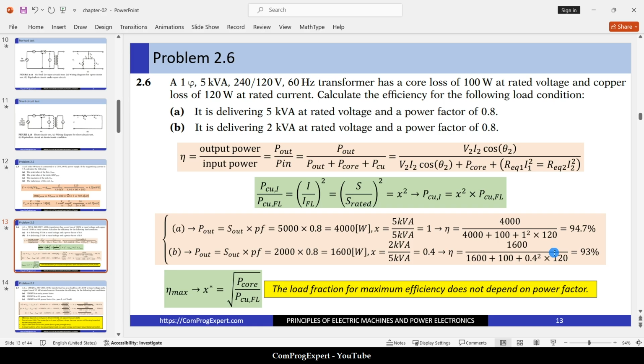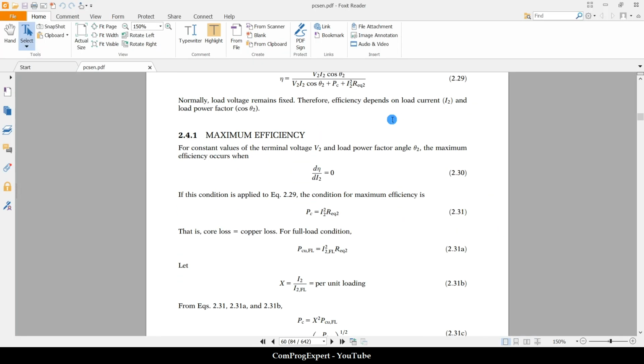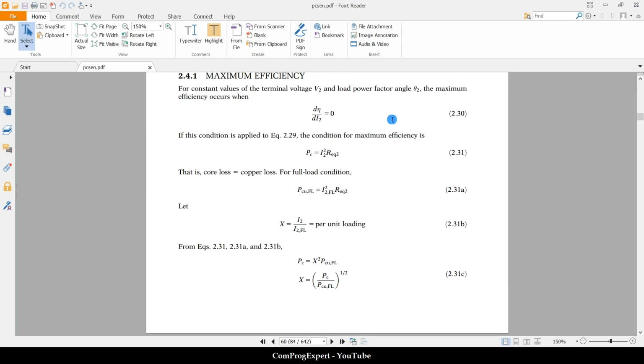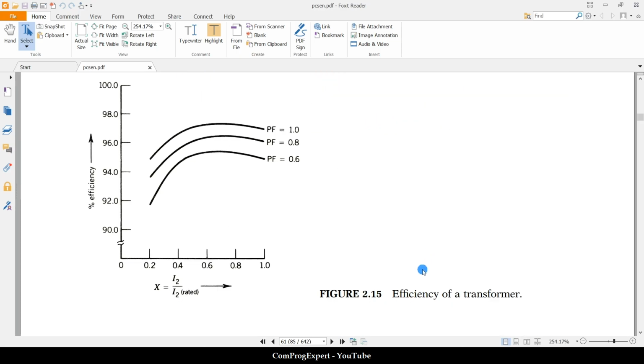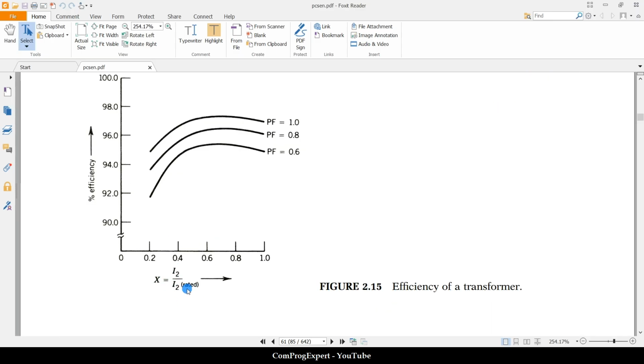So now let's generate a graph in MATLAB. I want to change the value of the load fraction and calculate the efficiency as a function of the load fraction. We had this curve in the reference, this one, efficiency of a transformer as a function of the load fraction, I2 divided by I2 rated.